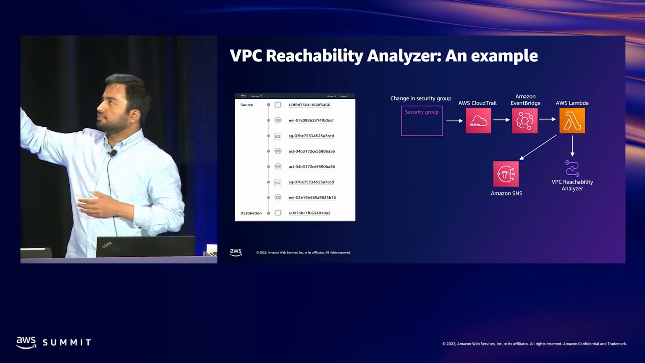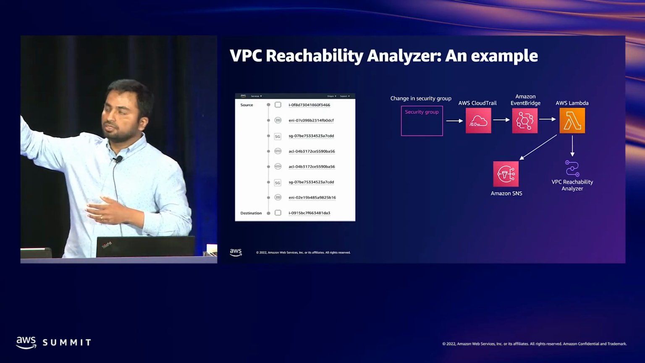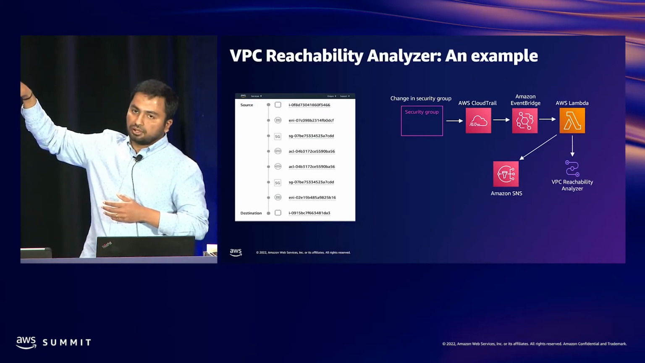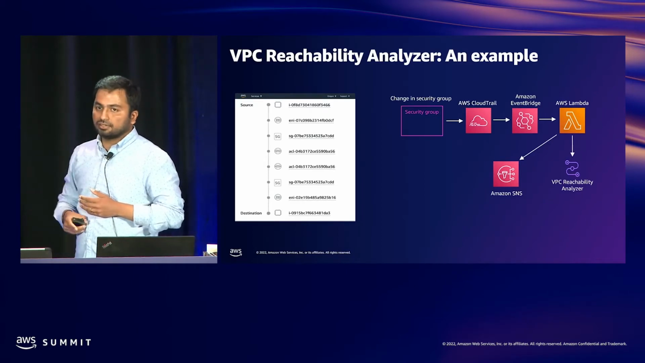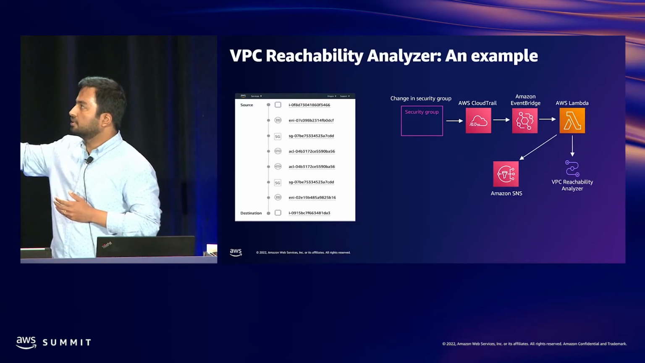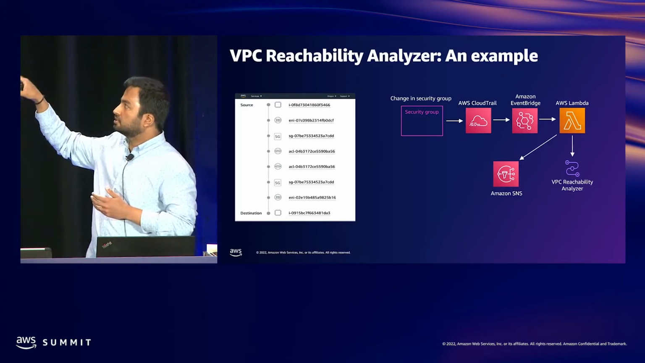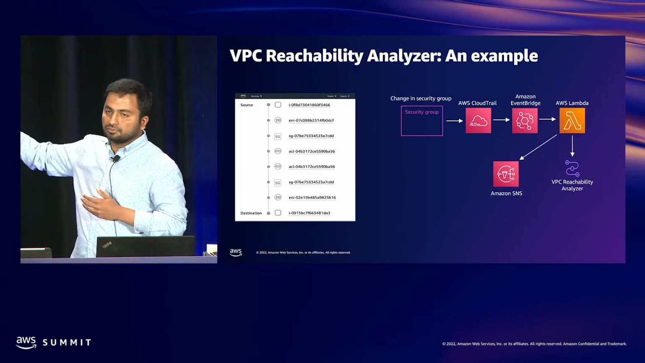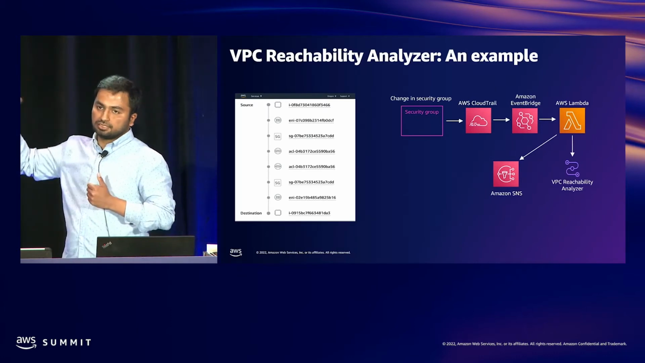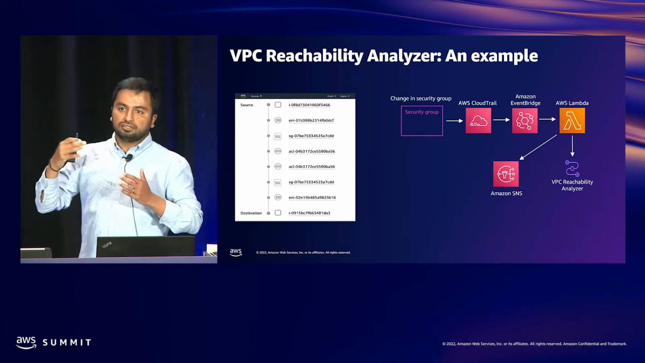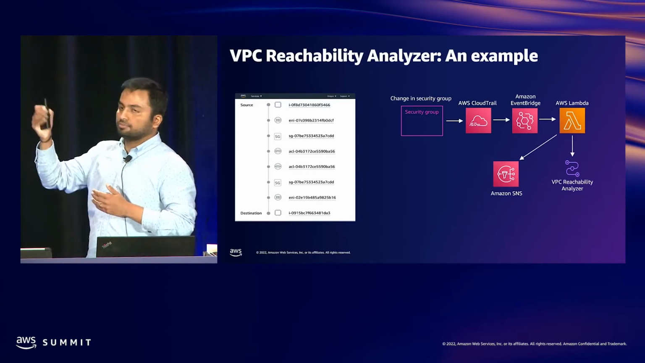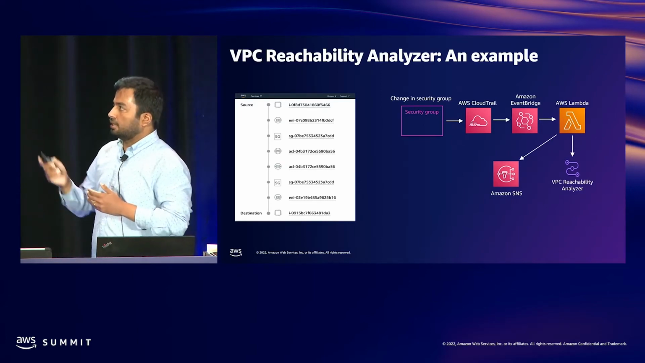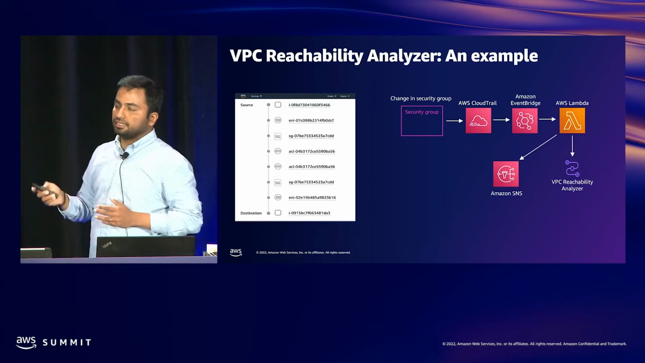So you get this change in security group fed into your CloudTrail. So any API calls are fed into CloudTrail. You can then feed into EventBridge that can have your Lambda functions that run your VPC Reachability Analyzer, get the findings, and then once you are okay with the findings, you can then promote it via SNS. And this setup can be fed into your pipeline.